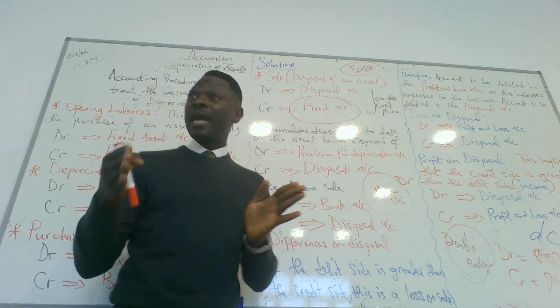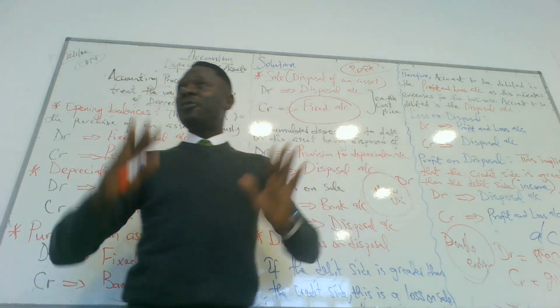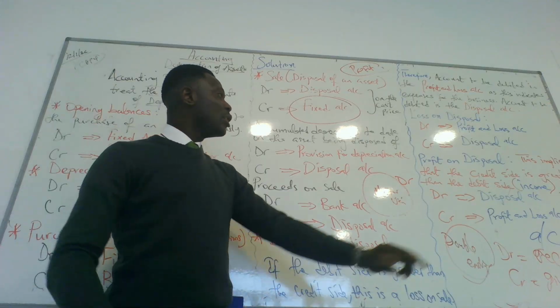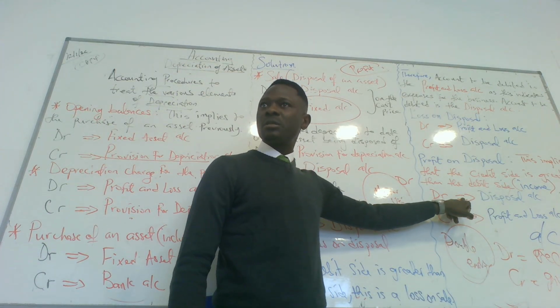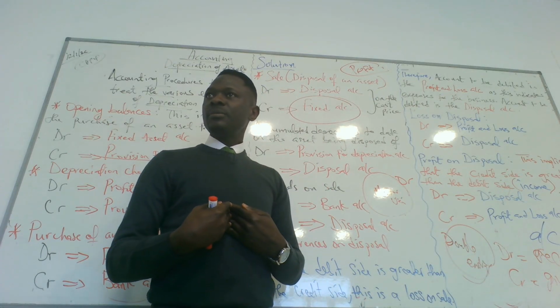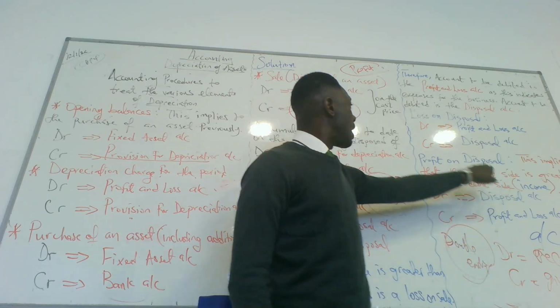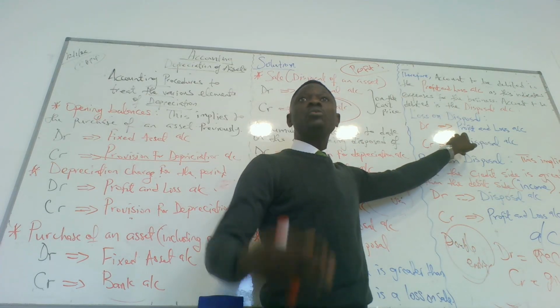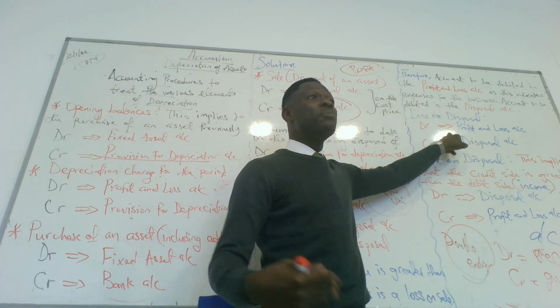If your credit side is greater than your debit side, it means you have more income, you have made a profit. As soon as you make a profit, you credit the profit and loss account, you debit disposal account. Because here, you receive income. So in your profit and loss account, additional money has come into your business. Here, you are spending more, because when you have a loss, it means you are spending more. When you have a gain, it means you are having more.